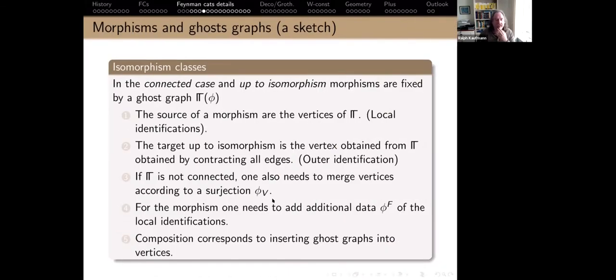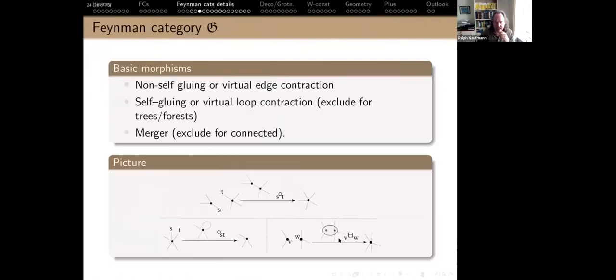All right, so where do the graphs appear? The isomorphism classes in the connected case. So there are two things. They're fixed by the ghost graph. So connected and up to isomorphism. Those are important. So this is connected, that's not connected.